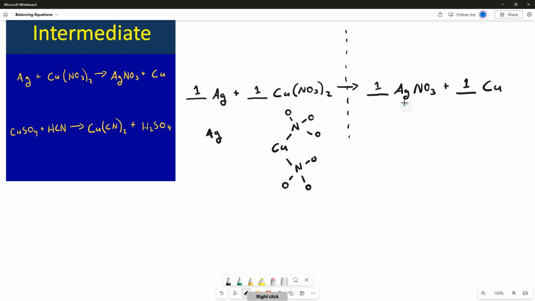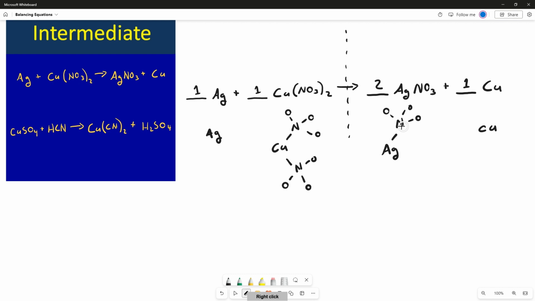And then if we draw this molecule out over here, we have AgNO3, so you have a silver that's attached to one of these NO3 molecules. And then we'll write our copper out over here too. So you can see we have one nitrogen on the right, but we have two nitrogens on the left. So we need more nitrogens on the right. So this needs to get changed to a 2.